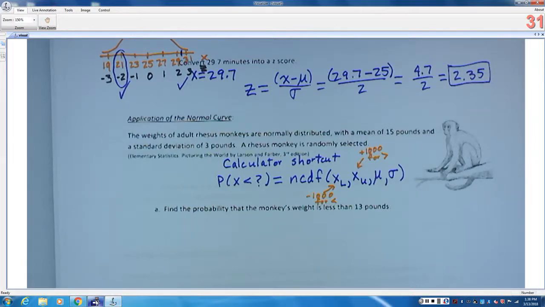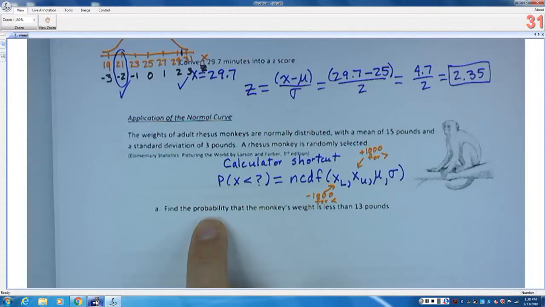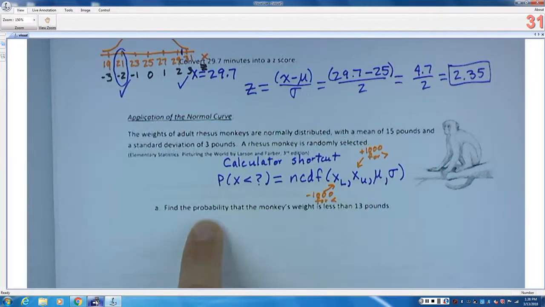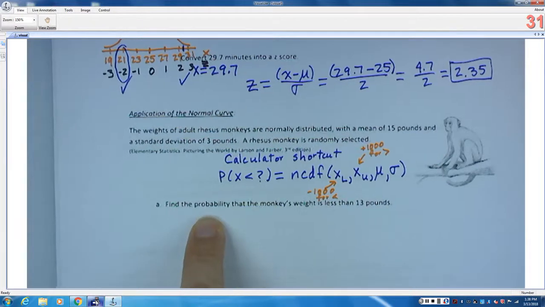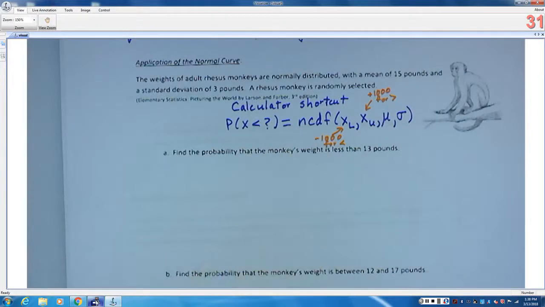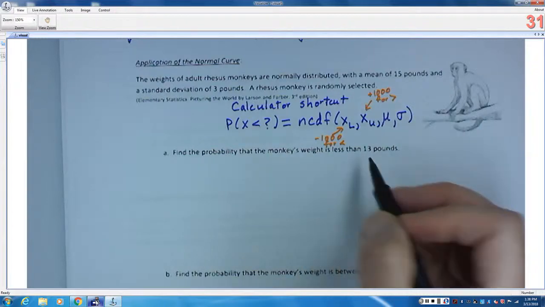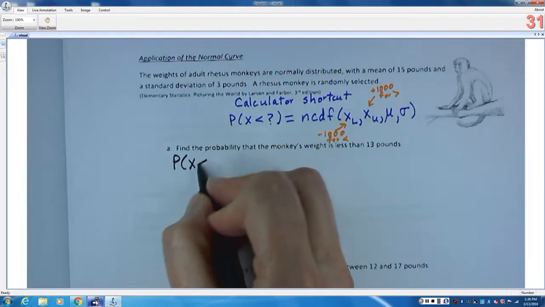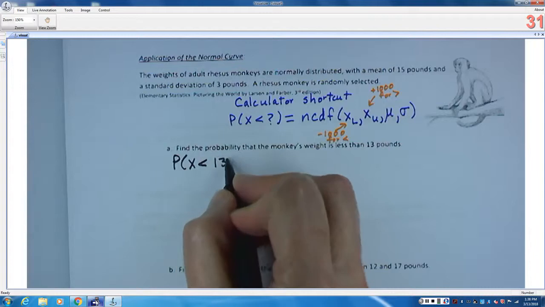But okay, so this is the shortcut. So here's the problem. When we are asked for a probability, we're going to use the normal CDF. Remember, a probability is an area under the curve. We find areas with normal CDF. It says, find the probability that the monkey's weight is less than 13 pounds. So here's the notation: probability X less than 13.